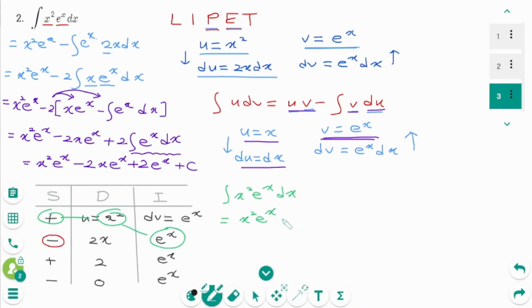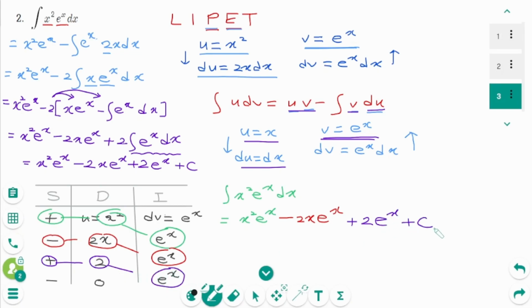minus 2x times e to the power of x plus 2 times e to the power of x plus c. We have the same answer.